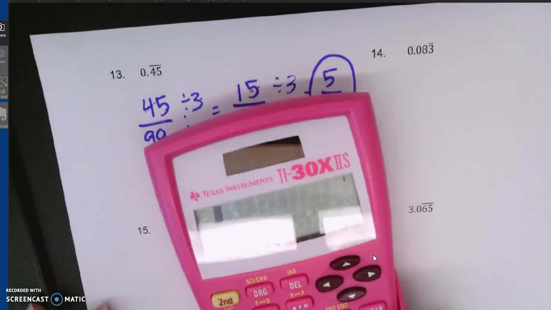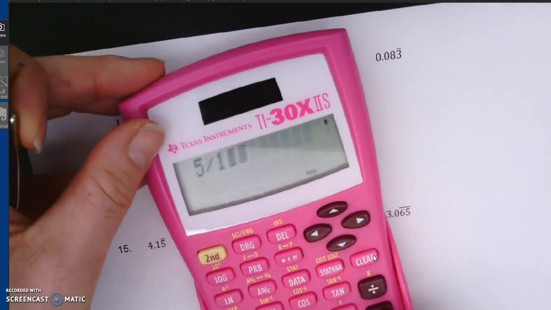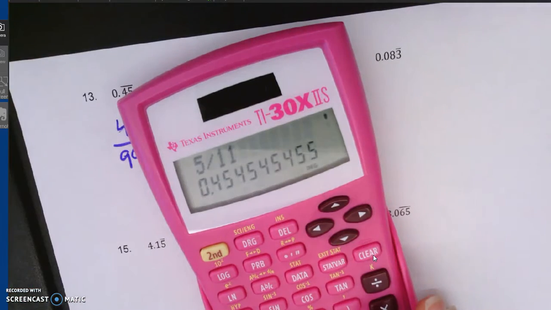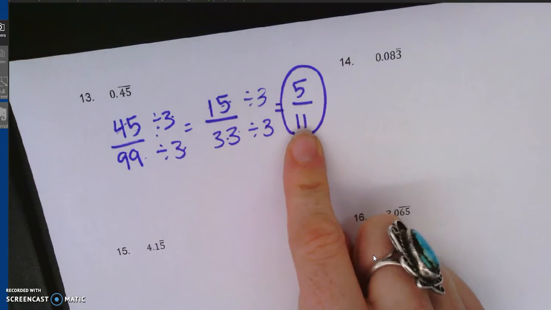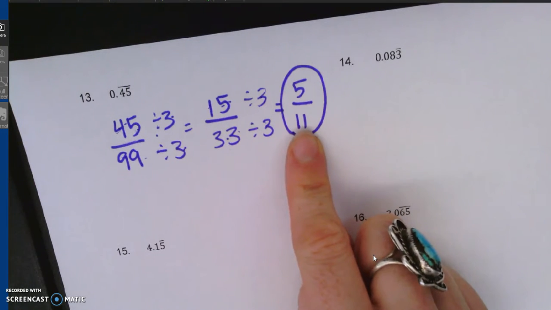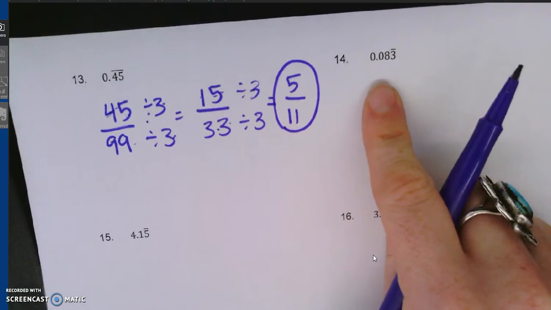We could always grab a calculator to double check that 5 divided by 11 is indeed 0.45 repeating. And you can also use common sense. 5 over 11, is that more or less than a half? It's less, just a little bit. So let's move on to 14.